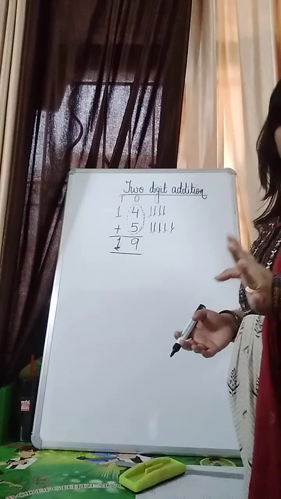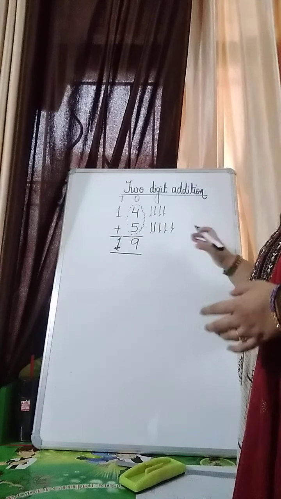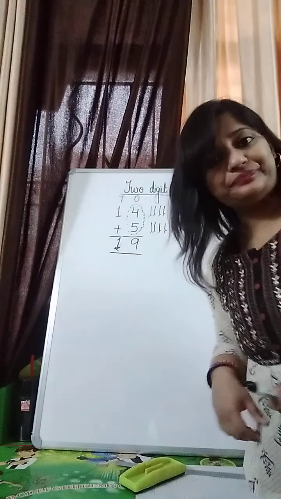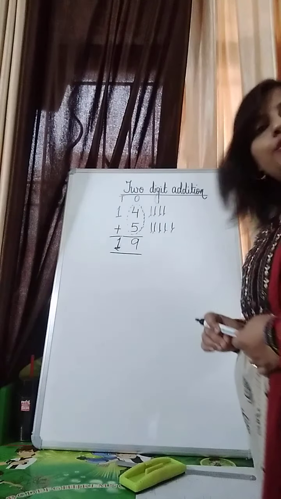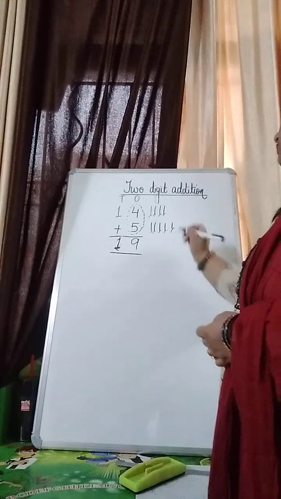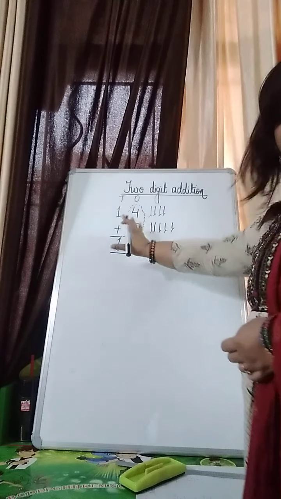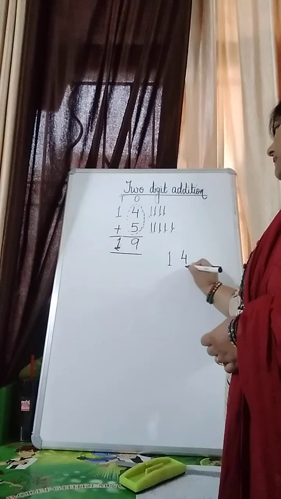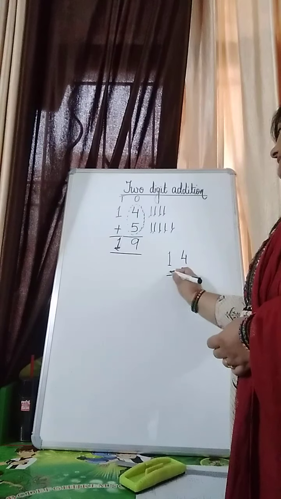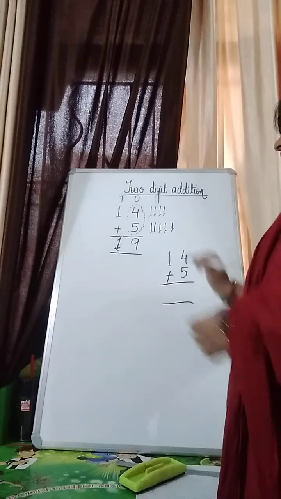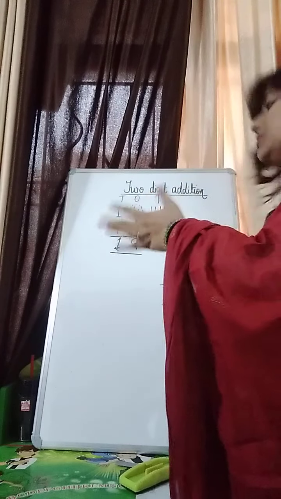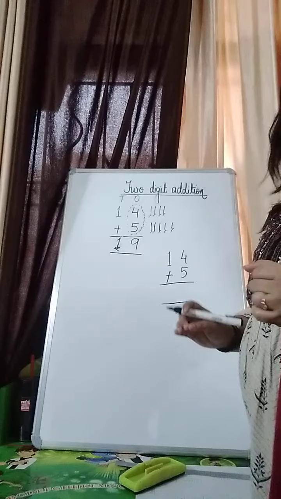You can take another pattern also. There are two patterns. The first pattern is by using the number lines, and the second pattern is by using your fingers. How are you going to do that? Again, I will show you. I am taking the same number, 14 plus 5. Now you say, I don't want number lines, I just want to use my fingers.